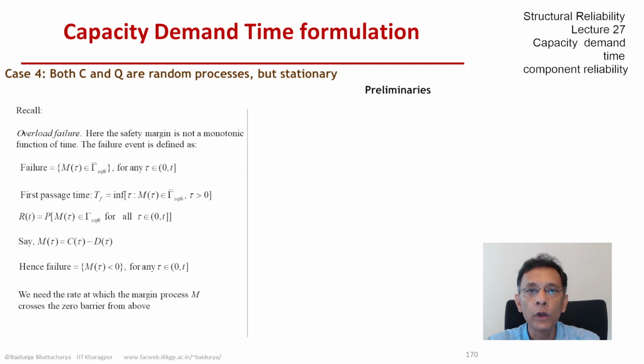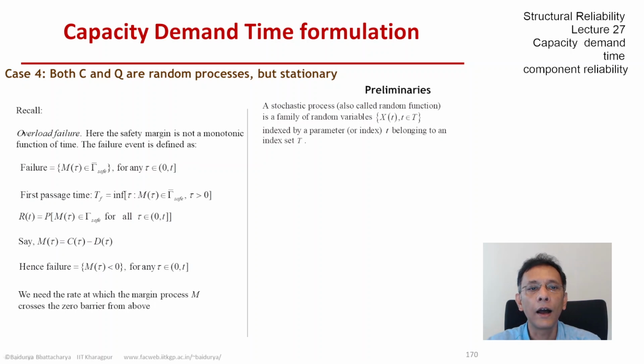So if you know the rate at which this margin process crosses that barrier of 0, we would be able to, under certain assumptions, estimate the time to failure, the reliability function, and so on. So we have been talking about process, stationarity, all of this, but we haven't defined them formally yet. So let's spend the next few slides covering these preliminaries.